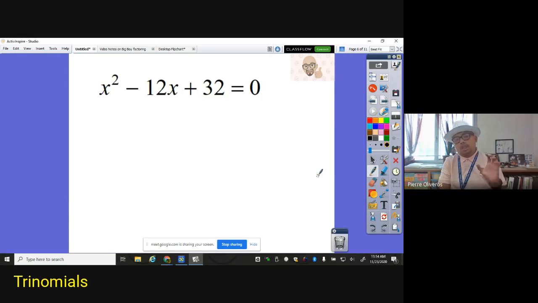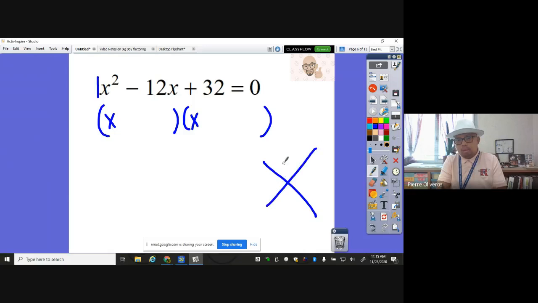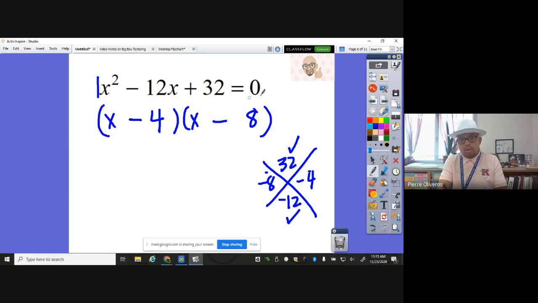What if you're given a trinomial? x squared minus 12x plus 32. We're going to solve this one by factoring. We know it's a baby factoring because the leading coefficient is equal to 1. So we write two factors there with the x's already. We have to think of two numbers that, when you multiply them, give you 32, and when you add them, give you negative 12. We know that's going to be 8 and 4. Negative 8 times negative 4 is positive 32. When you add two negatives, it's going to be negative 12. So this will be both minus and minus, and they are equal to 0.